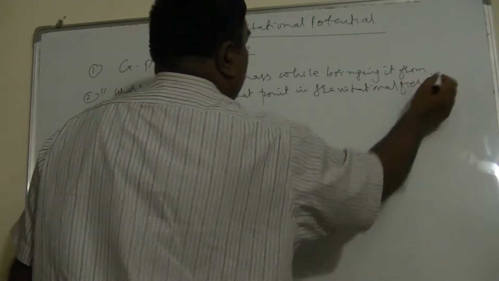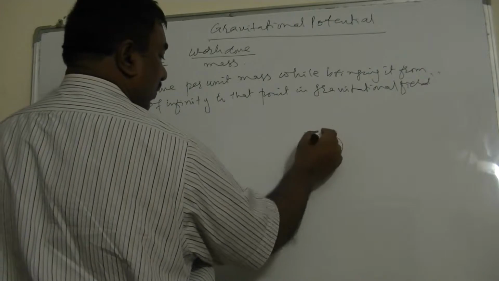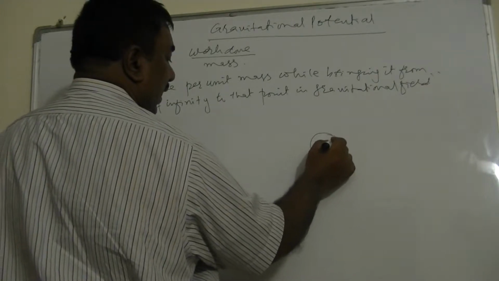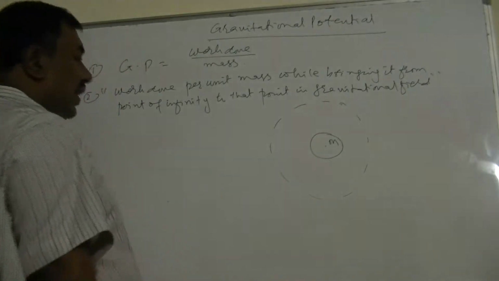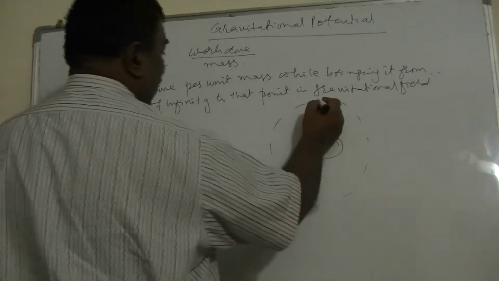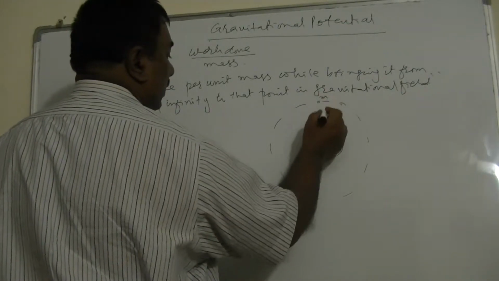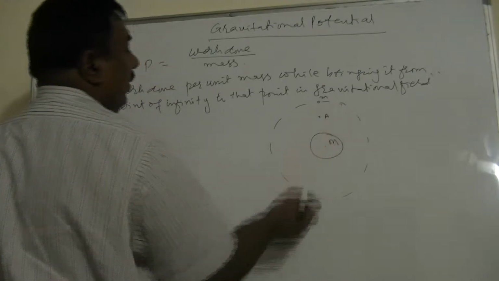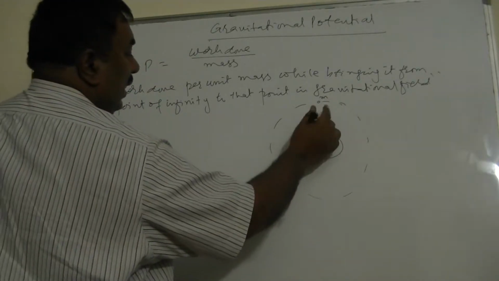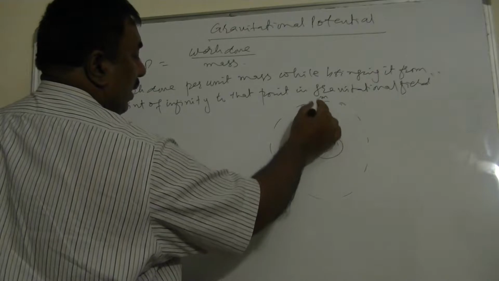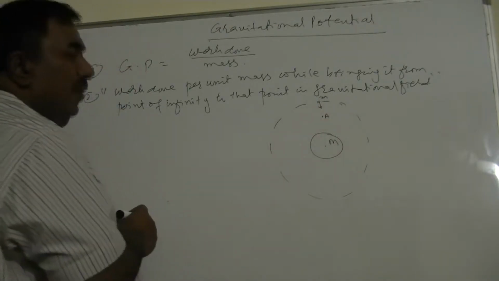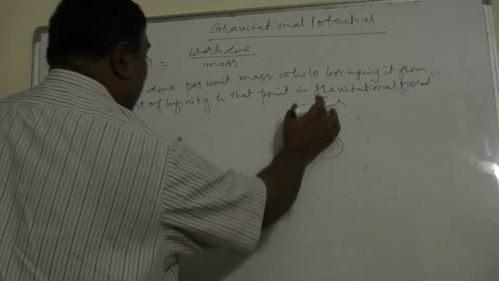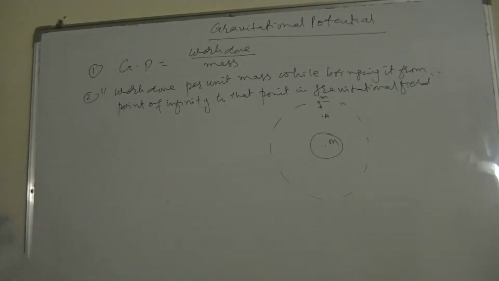This means that suppose this is the mass of the body due to which the gravitational field exists, and this is the region of the gravitational field, and this is the point of infinity. If a body of mass m is brought to point A with constant speed, there must be some work done. Work done divided by this mass will always be the gravitational potential.